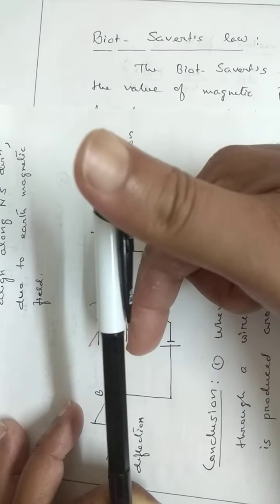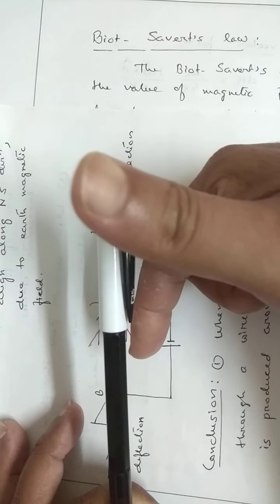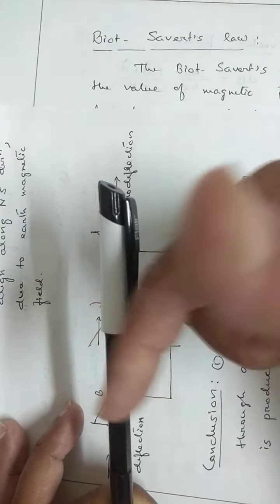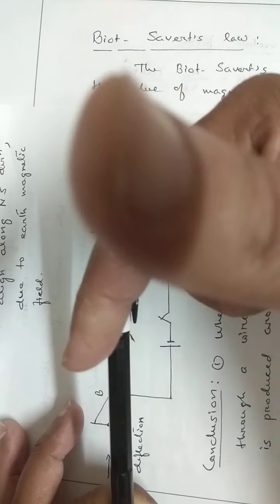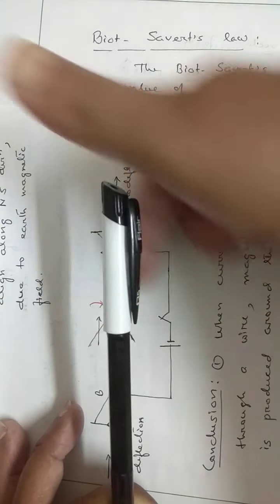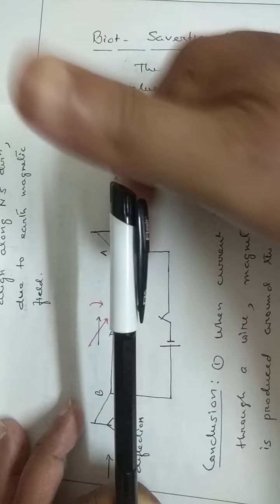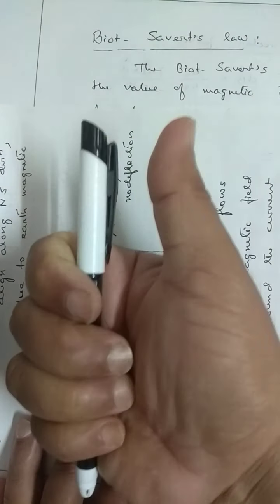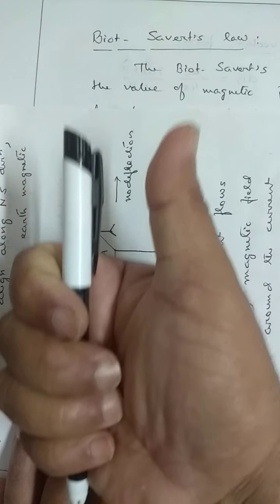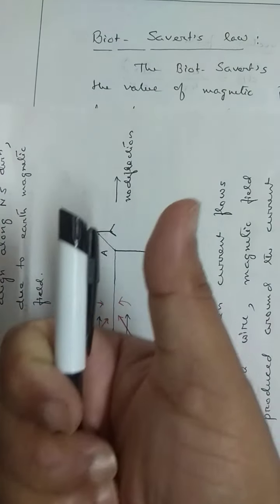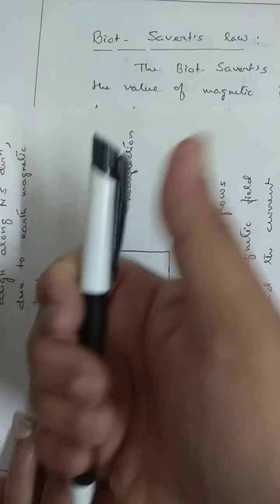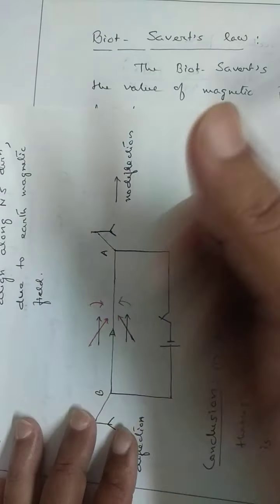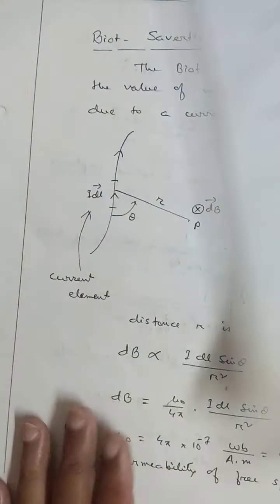Therefore, the needle which is placed below the wire gets deflected in this direction, and the needle which is placed above the wire gets deflected in this direction. This is the nature of the deflection, and this is the nature of the lines of force around the conductor. So this is the rule: if we grasp the conductor with the right hand, with the thumb in the direction of current, then the curl of the fingers gives the direction of the magnetic field around it.